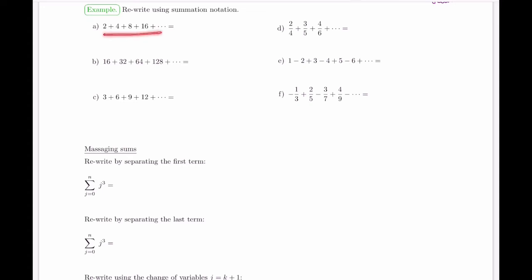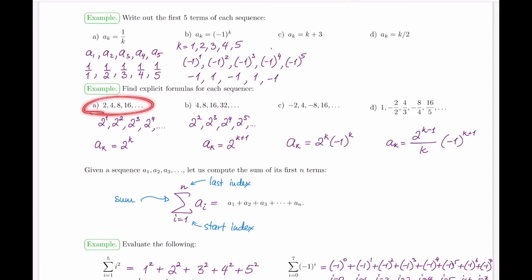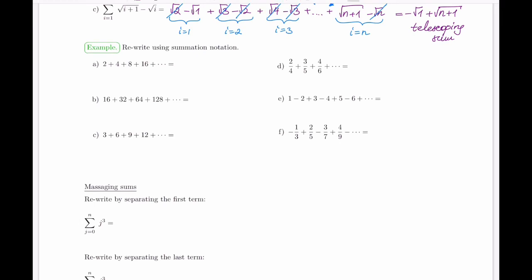So I have 2, 4, 8, 16. Notice that this is the exact same sequence as we've already seen on the previous page, which means that we've already identified its general term. And that is usually the hardest part of the problem, figuring out what the general term is, and then simply assigning the initial and the final index in order to compose the sum out of it. So the general term is 2 to the k.